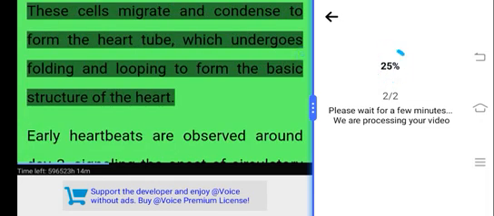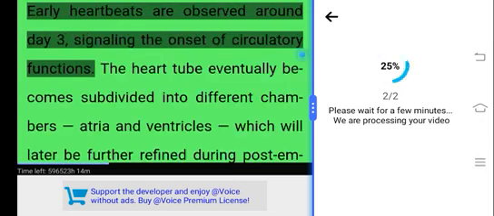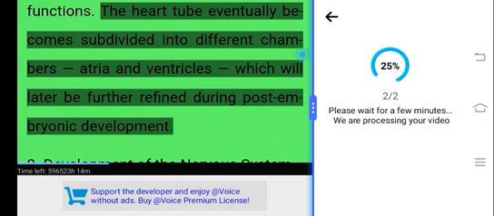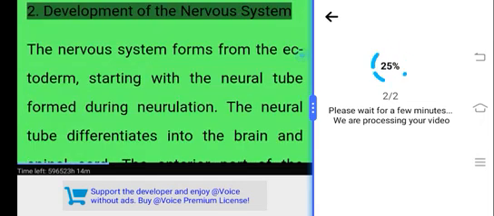These cells migrate and condense to form the heart tube, which undergoes folding and looping to form the basic structure of the heart. Early heartbeats are observed around day 3, signaling the onset of circulatory functions. The heart tube eventually becomes subdivided into different chambers, atria and ventricles, which will later be further refined during post-embryonic development.